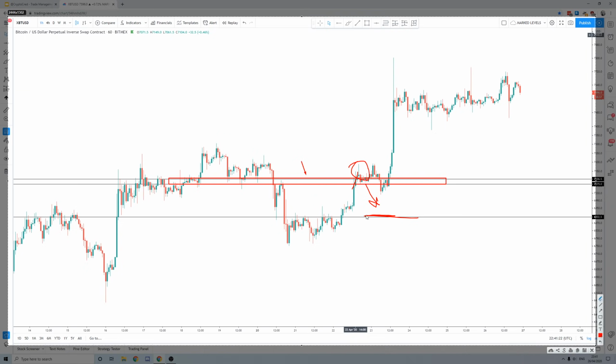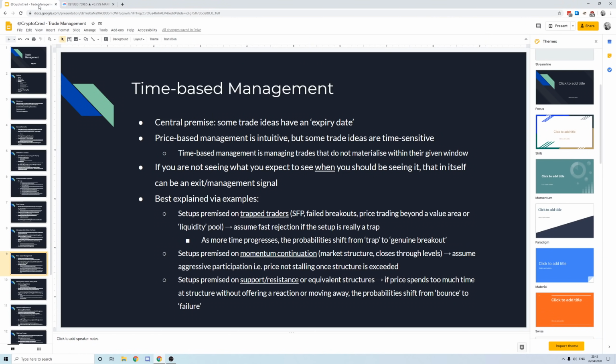Instead, total lack of alignment as this area was used as support. I cut the trade, quick dip, and then straight up. Okay?